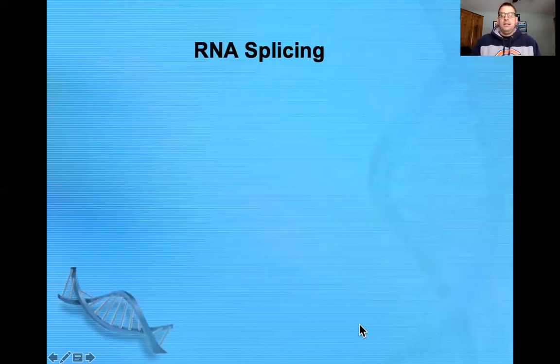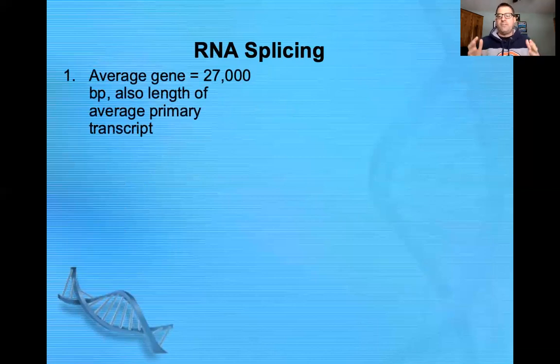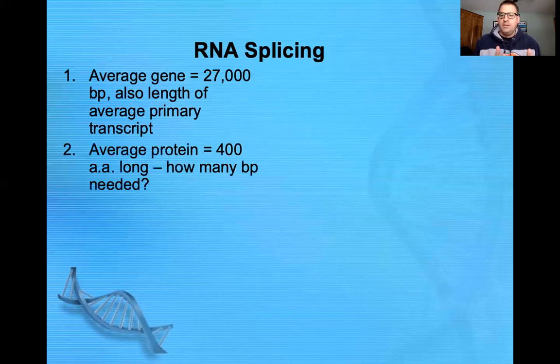Okay. The final piece of RNA processing that occurs in eukaryotes only, this does not happen in prokaryotes, is what's called RNA splicing. Okay, so your average eukaryotic gene is about 27,000 base pairs, which will then also be the length of the average primary transcript. However, the average protein is about 400 amino acids long.